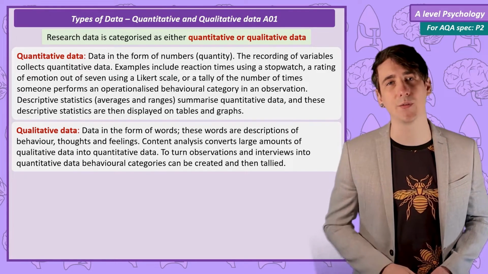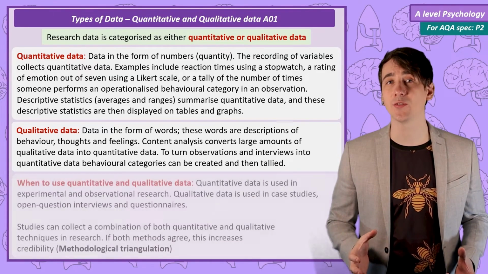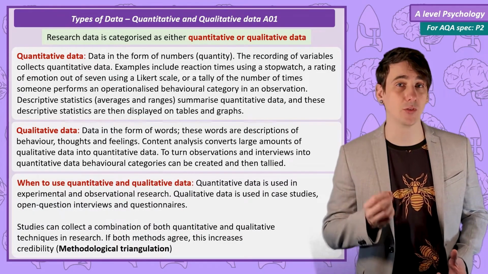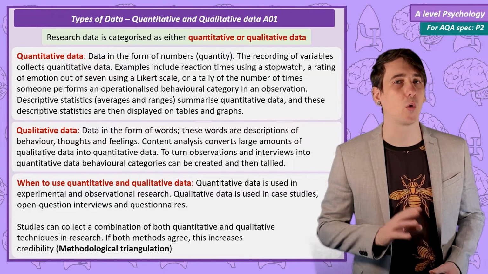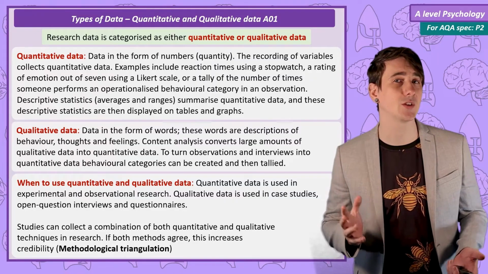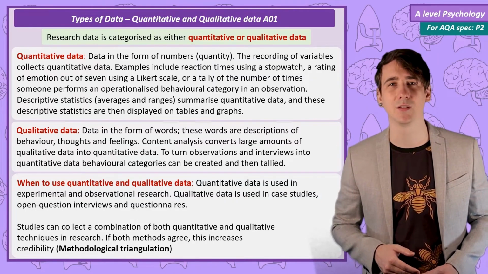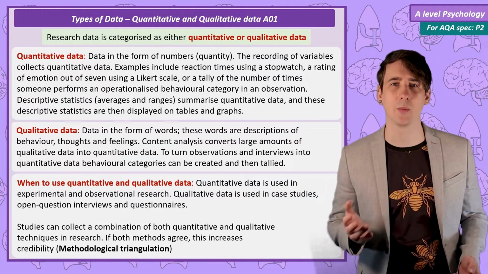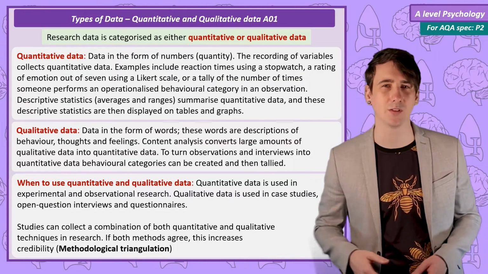And as discussed in a previous video, content analysis is another way to turn large amounts of qualitative data into quantitative data. Quantitative data is often collected in experiments and closed question questionnaires, while qualitative data is suited to interviews, observations, open questionnaires, and case studies. But, of course, many studies will collect a combination of both quantitative and qualitative data.